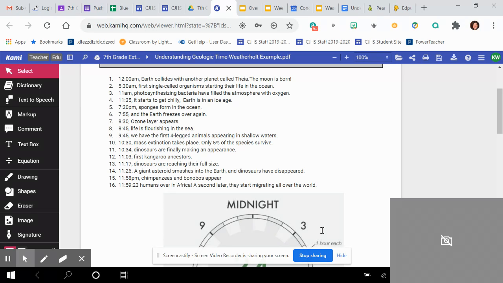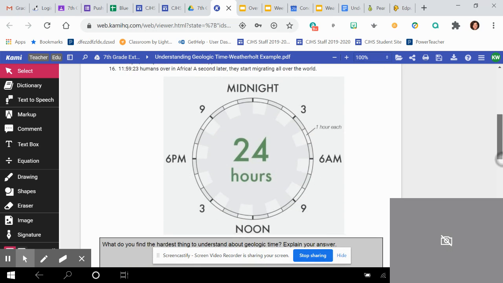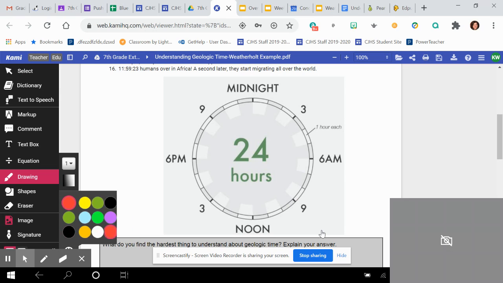So let's do this one. It says 5:30 a.m., first single-celled organisms starting their life in the ocean. So I'm going to scroll down here, and I would see, well, I have 3 o'clock is here. This is 4 o'clock. This would be 5 a.m. This is 6 a.m. So 5:30 a.m. would be halfway between that. So I'm going to mark right here.